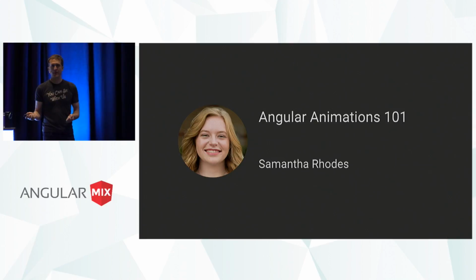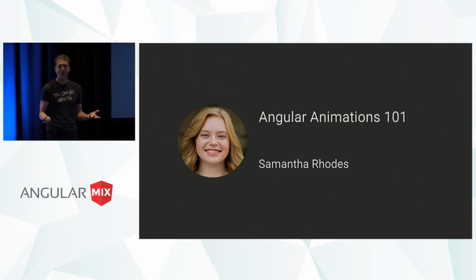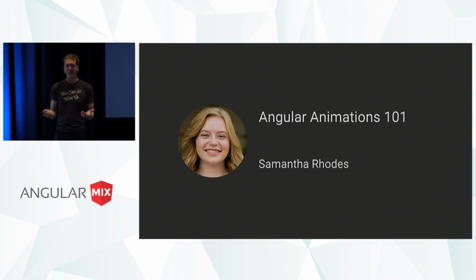Samantha Rhodes is going to come up here and talk about this. Samantha's in the front row. She's 16 now. She was 15 when she learned AngularJS, and 16 when she learned Angular. She's got a lot of energy. Yeah, pretty good. Apparently, she's actually making money doing Angular now, wants to save up for a new car. I think she's going to make it.